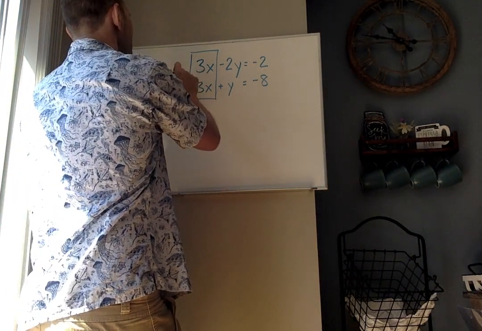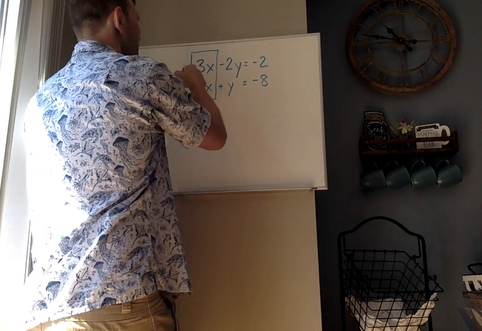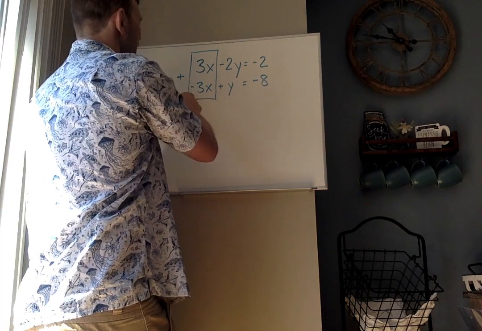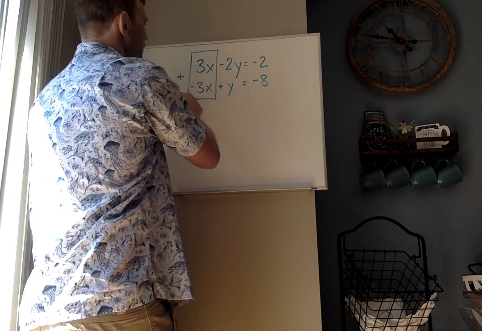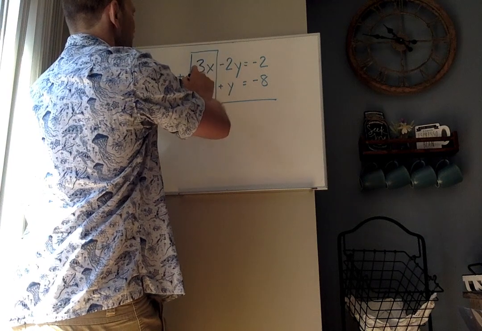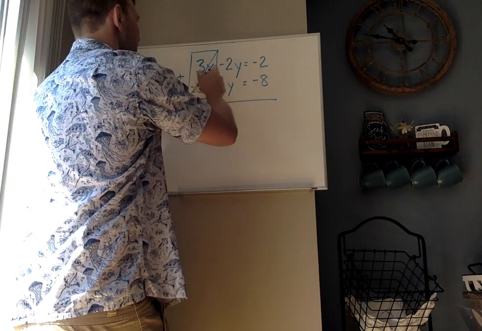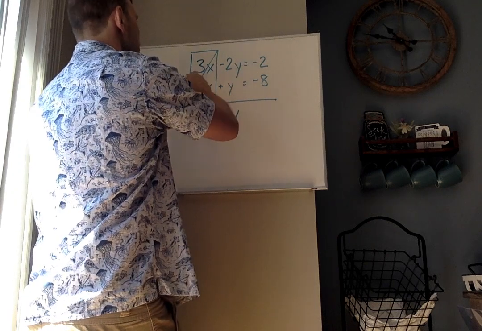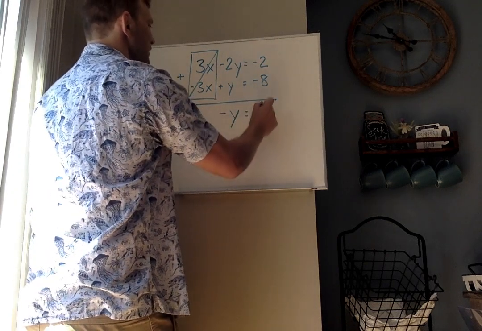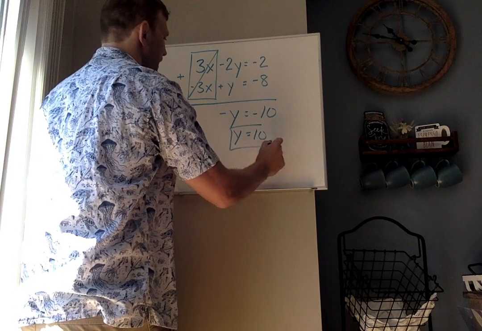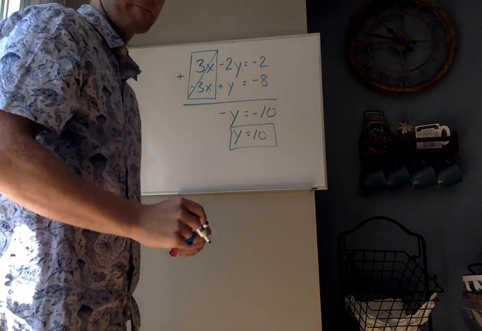Now, if it's the same, subtract, well, these are the opposites. What do I mean by opposites? That's a positive 3, that's a negative 3. So since they're opposites, I'm going to add. If they were both 3, I would subtract them. So here, add them. So 3x plus negative 3x, well, they cancel. Negative 2 plus y, that's negative y. Negative 2 plus negative 8, that's negative 10. So y equals 10. Bam, already half done.